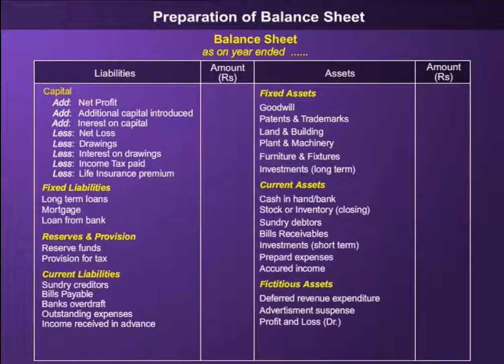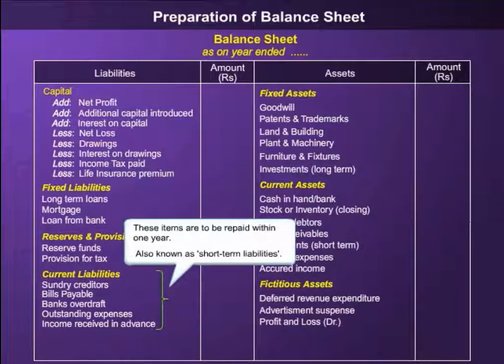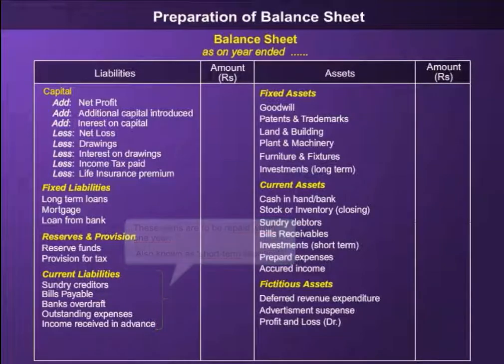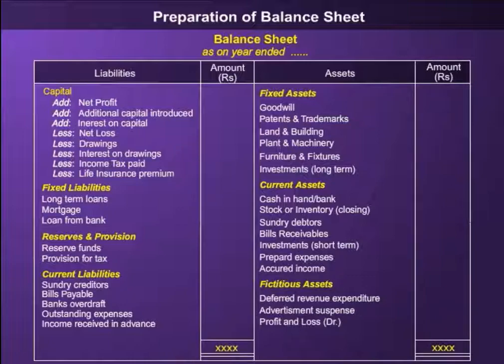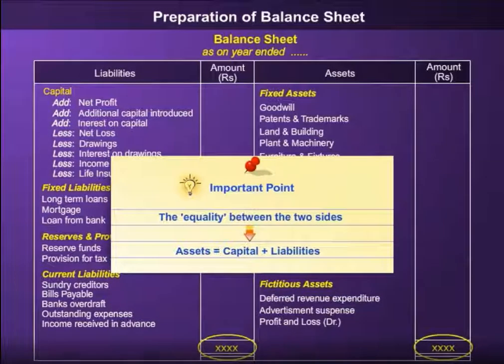Next, we have these items. All these are the current liabilities. Such liabilities are to be repaid within 1 year, so these are also termed as short-term liabilities. At last, we total both the sides like this. Both these balances should match with each other. This also confirms the accounting equation. That is, all the assets must be equal to capital plus liability.